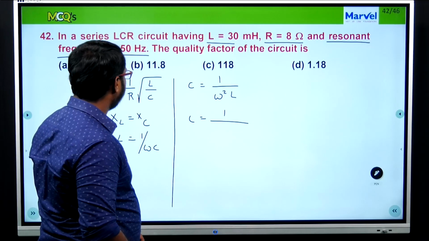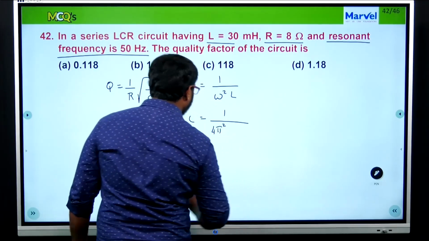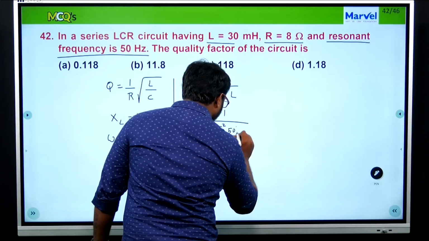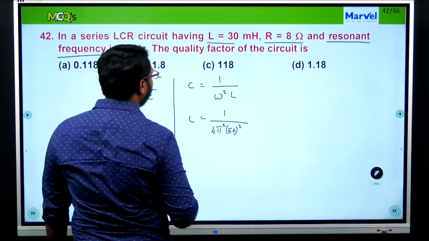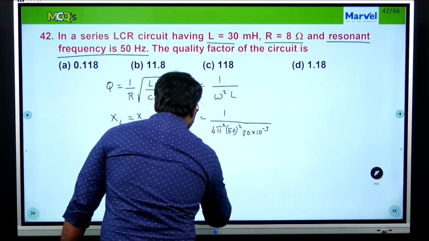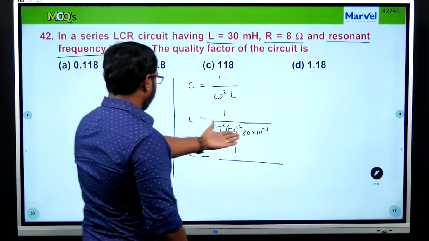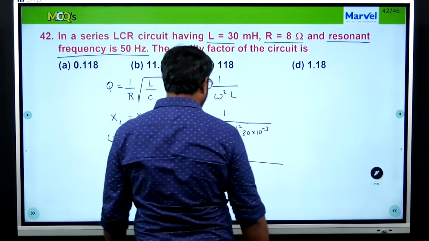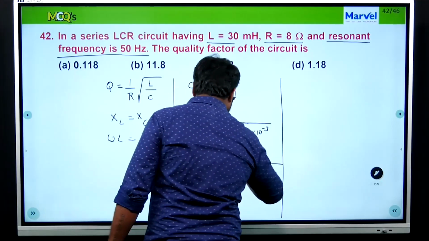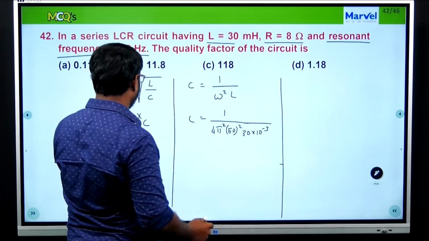Omega can be rewritten as 2 pi mu. So C equals 1 by 4 pi squared, mu is given to us in the question, which is 50, so 50 squared, into L. L is 30 into 10 power minus 3. Okay, where C is equal to 1 by, we have to reduce the whole thing. Instead of doing everything in here, I will take it to the next step, where the Q factor is already given. Q factor is like this, right?